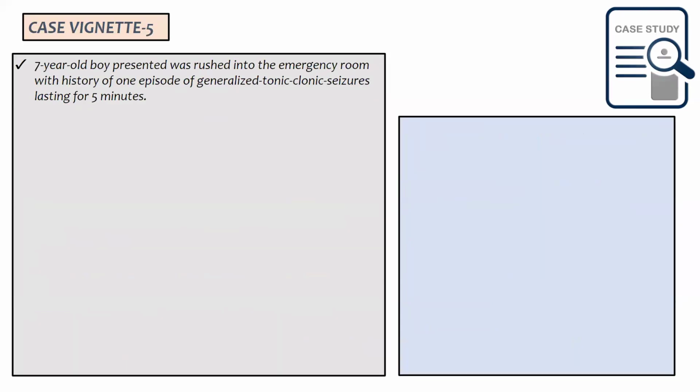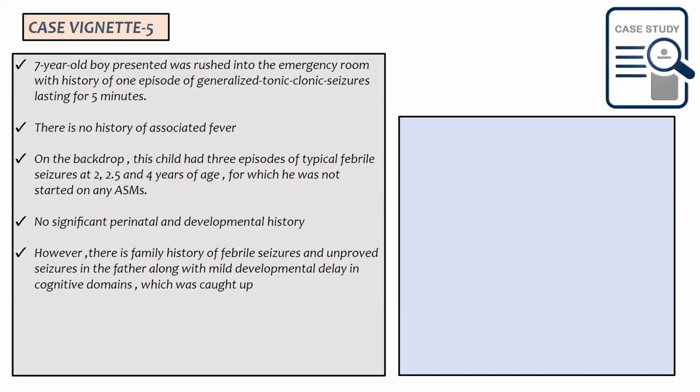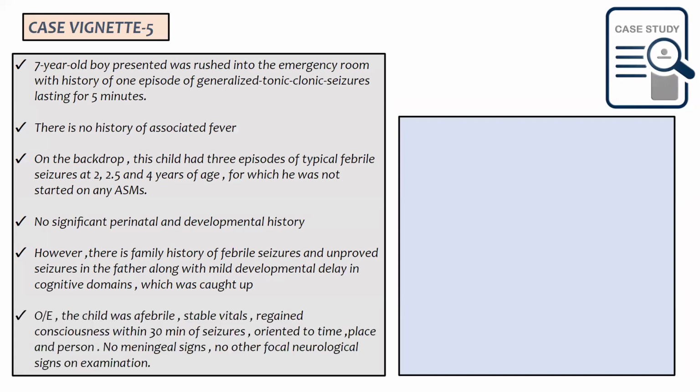Okay. Last case. I mean, this is the last part one. A 7-year-old boy was rushed into emergency with a history of one episode of GTCS, same picture. There was no associated fever. On the backdrop, the child had 3 episodes of typical febrile seizures at the same age as the previous case, but this time this child does not have fever. However, there's a family history of febrile seizures and unprovoked seizures in the father, along with mild developmental delay in the cognitive domains, which was caught up. So this is a very interesting entity.